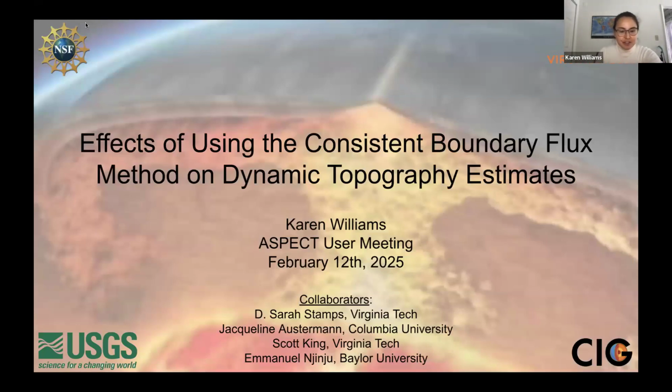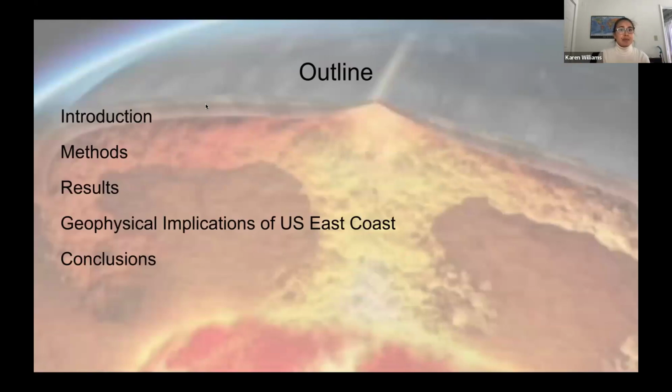Okay, well, thank you for the invitation to give this talk today. Today, I thought I'd walk through my paper that was published last year in Geophysical Journal International called Effects of Using the Consistent Boundary Flux Method on Dynamic Topography Estimates. I would like to thank our co-authors for their many contributions to this work, and also acknowledge the National Science Foundation and USGS for funding this project. I will begin with a brief introduction, briefly describe our methods, discuss our dynamic topography results and the geophysical implications of our results on the East Coast of the United States. And finally, I will wrap up with a few concluding remarks.